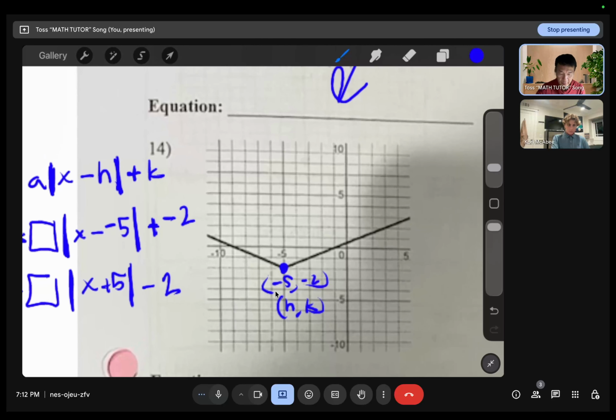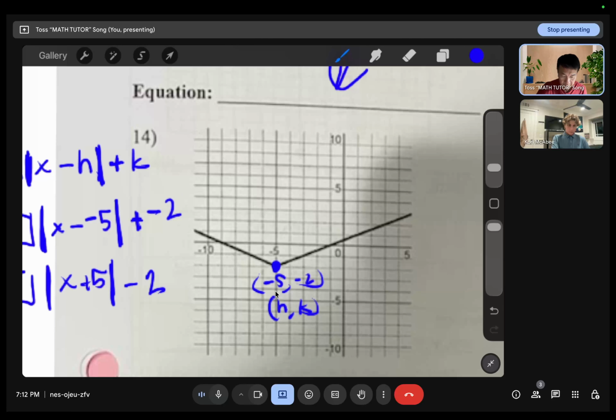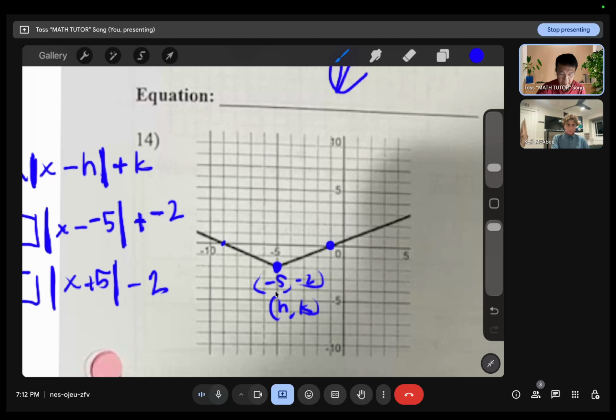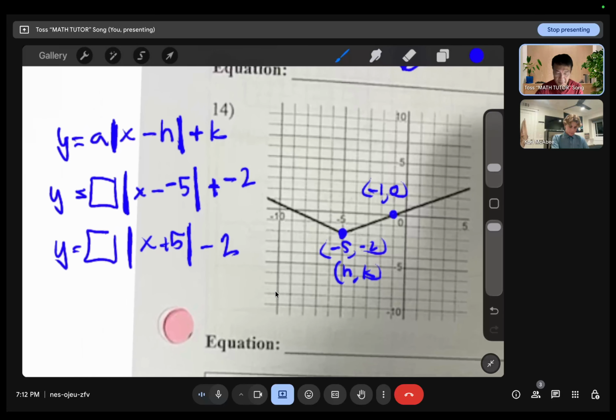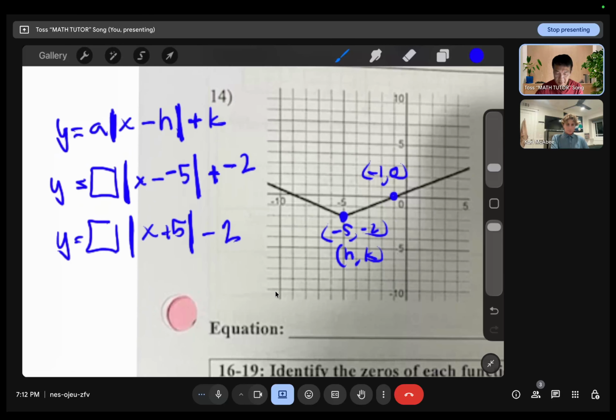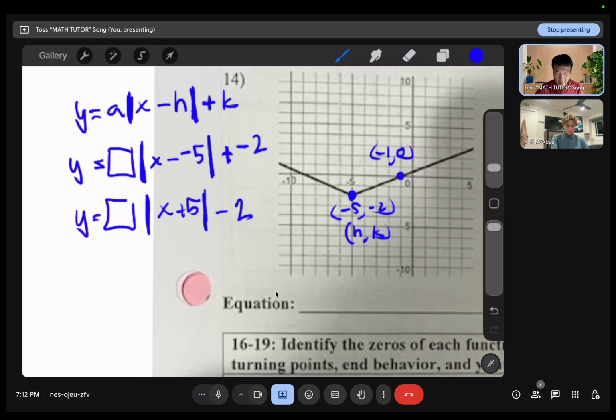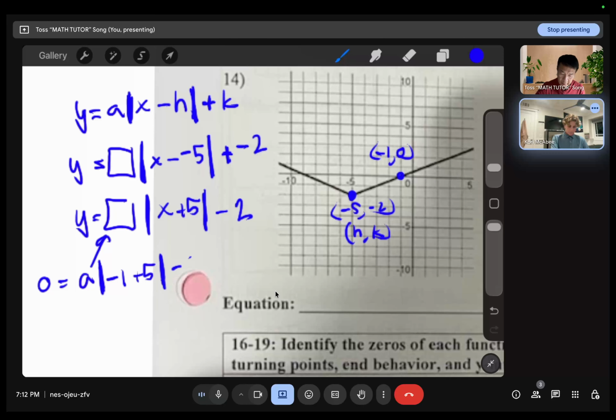All right, so I'll pick a point. This one is a -9, I know, but I'll take a -1 instead. So it'll be -1 comma 0. It has 0 in it, so this is the best choice to pick. I'll plug it in to get the A. Here we go. Y is 0. A times the absolute value of -1 plus 5, minus 2.